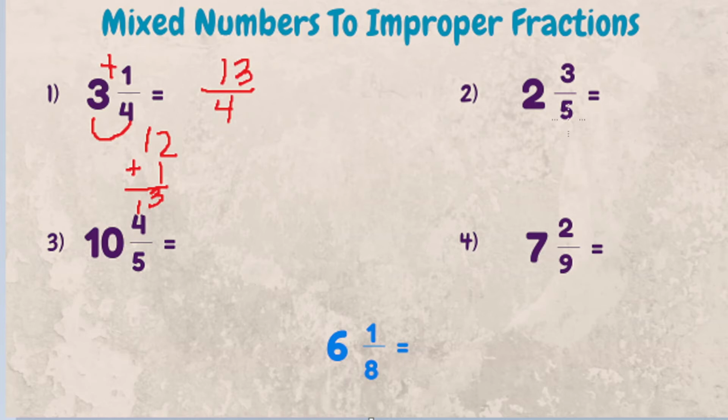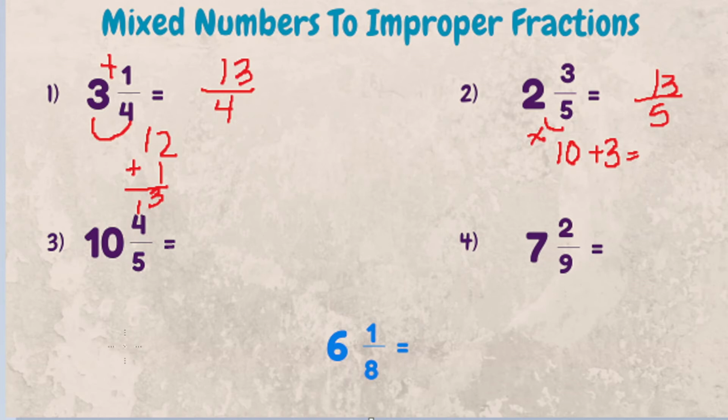Second example, 2 3/5. We multiply 2 times 5 and we get 10. We add the 3 and that gives us 13 over 5.